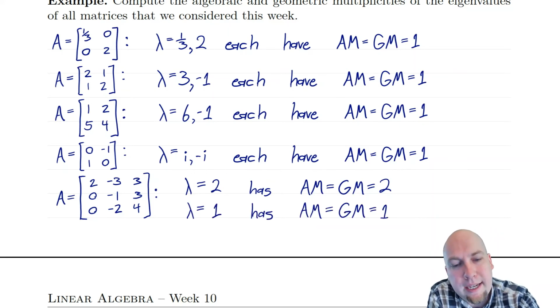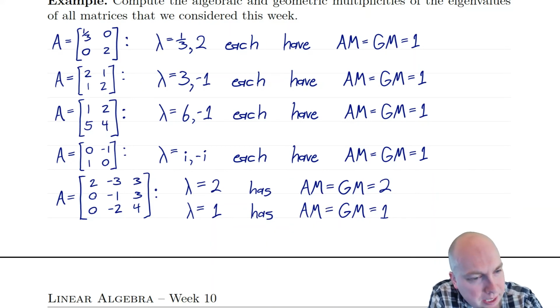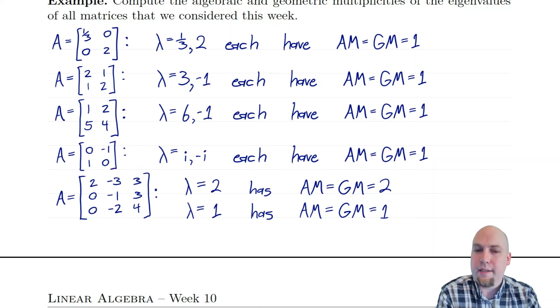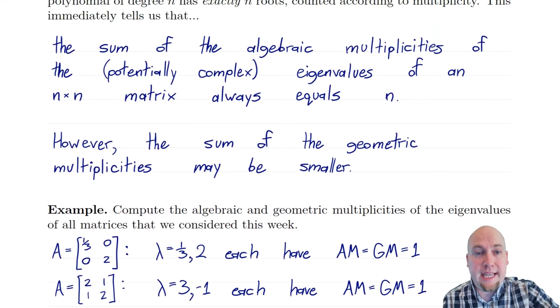And the eigenvalue lambda equals 1 had algebraic and geometric multiplicity equal to 1. Okay, and if you add up the algebraic multiplicities, 2 plus 1, wouldn't you know it, you get 3. You get the size of the matrix. That always, always, always happens as long as you allow complex eigenvalues and as long as you sum up algebraic multiplicities. The sum of the geometric multiplicities might be smaller, right? We saw an example of that too.